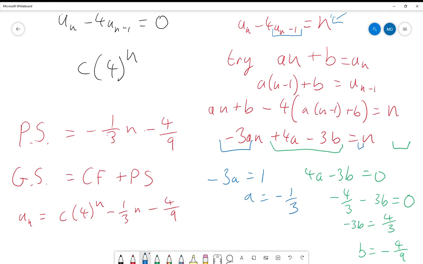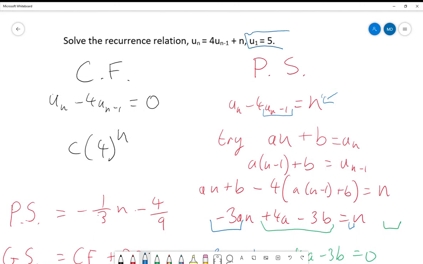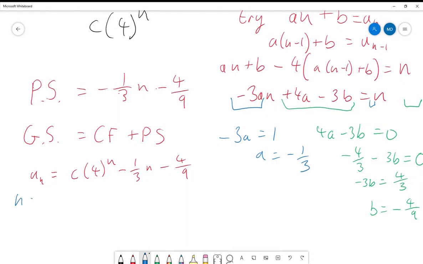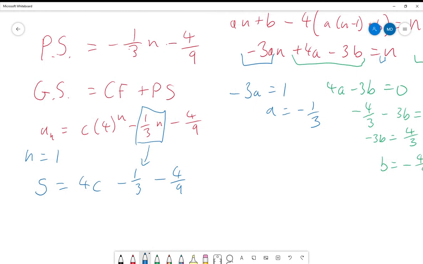So we go back to the top and ask ourselves, what was our initial condition? When n equals 1, our sequence was 5. So we plug in n equals 1, and we get 5 is equal to 4c minus 1/3, because if we plug in 1 into 1/3 n, we just get 1/3, minus 4/9. And that will give us, so minus 1/3 is 3/9, this is 7/9, and we're going to end up with 52 over 9 is equal to 4c, and so c is equal to 13 over 9.